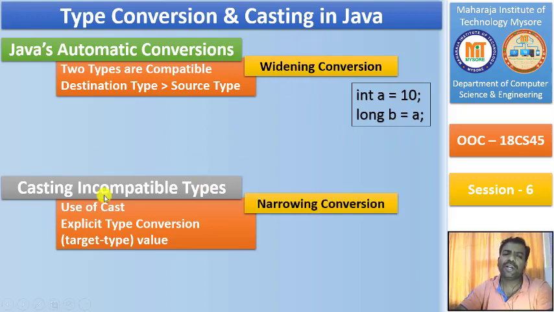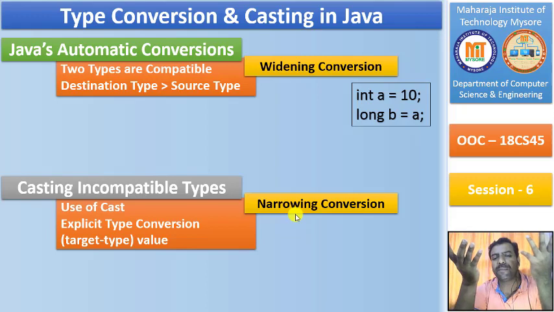Whereas incompatible types involve what we call narrowing conversion. This is widening conversion, and this is narrowing conversion, where we narrow the type. If it is 8 bytes, we make it 4 bytes. If it is 4 bytes, we make it 2 bytes. If it is 2, we make it 1 byte. Hence we call this narrowing conversion. In automatic conversion, it's widening. In incompatible or explicit type conversion, it is narrowing.